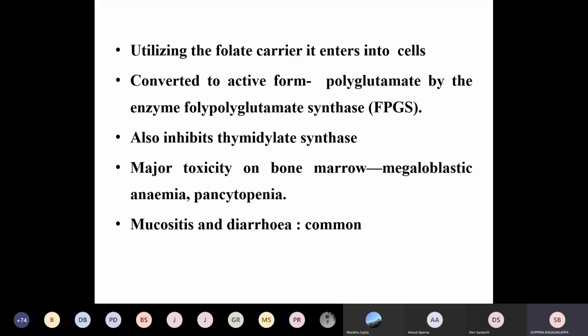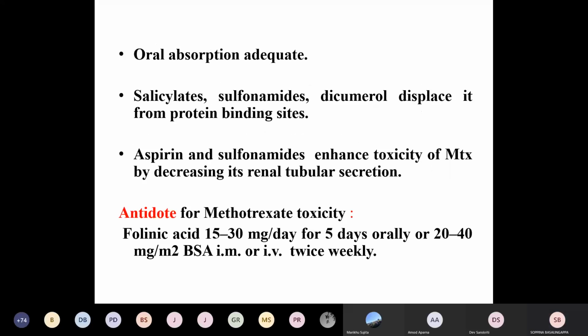So what is the major toxicity? Bone marrow depression, megaloblastic anemia and pancytopenia. Then mucositis. What is that? Mucosal inflammation, oral and gastrointestinal, leading to diarrhea. Now this drug is given orally.